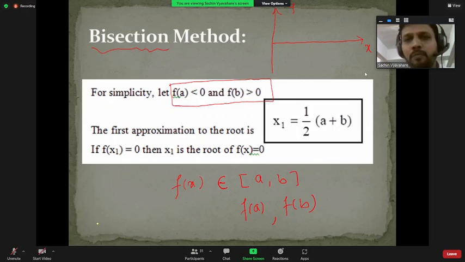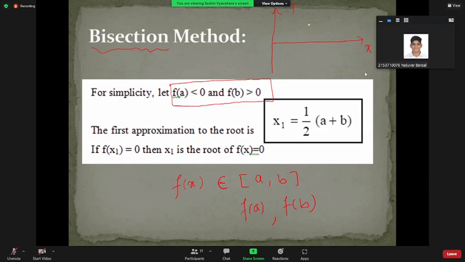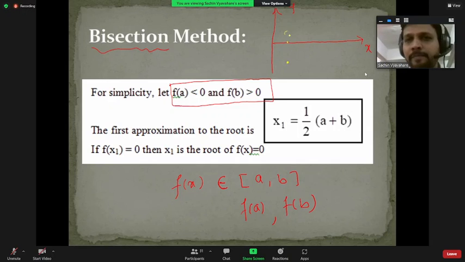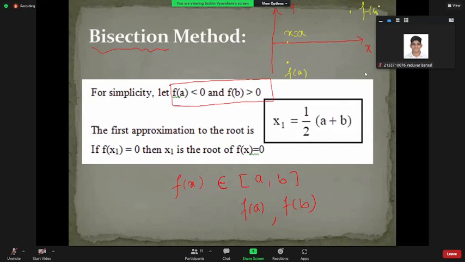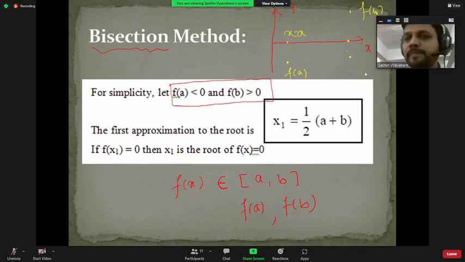See, why is f(a) negative? f(a) negative means the point is in the fourth quadrant. So let's say this is the point x equal to a, and this is f(a), because f(a) is negative. f(b) is positive, so it should be somewhere here, in the first quadrant. So this is f(b), and this is x equal to b.